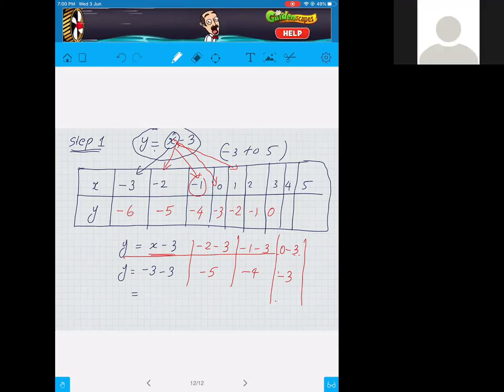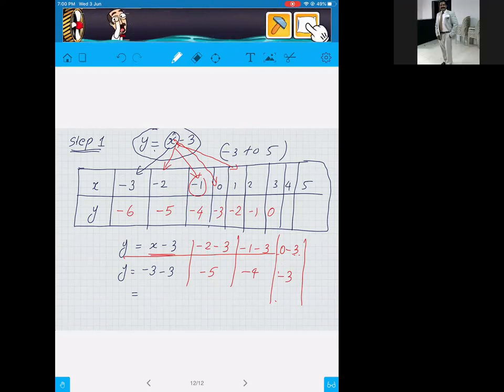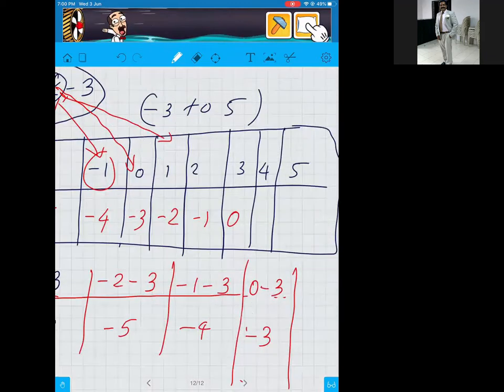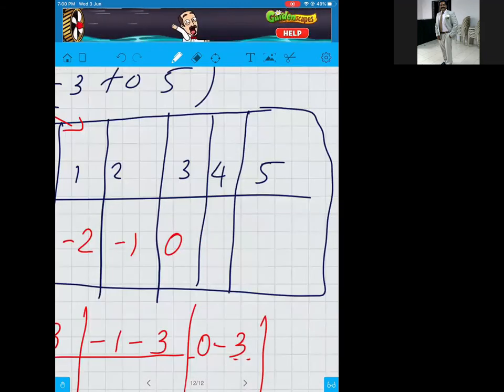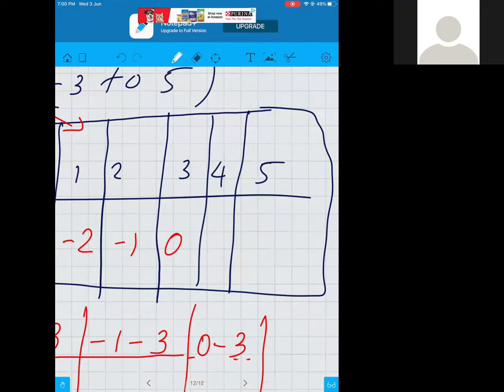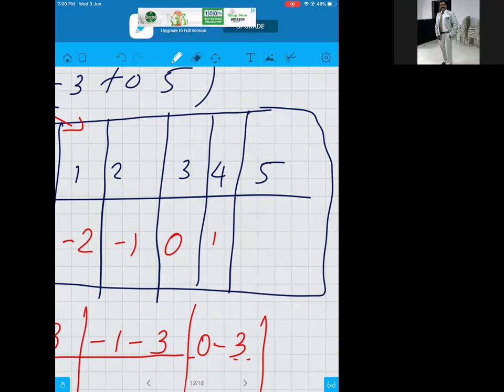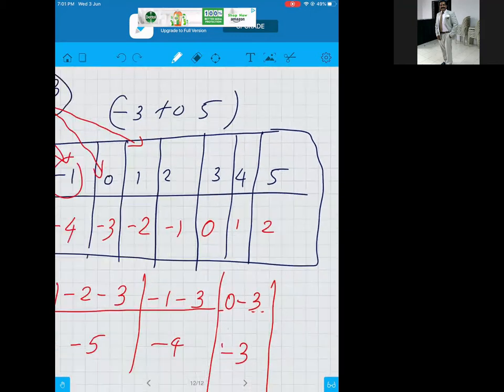No, 4. x is equal to 4. When x is equal to 4, what is the value? 4 minus 3. So when x is equal to 4, the y value will be 1, correct? Yeah. Next value also, please. Yeah, very good. 2. Then you try to plot these points on your graph.